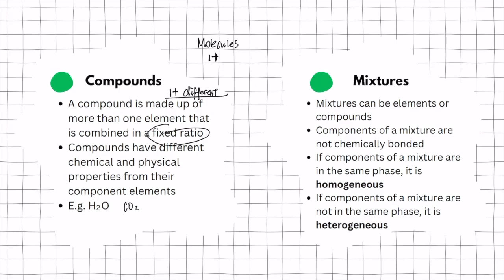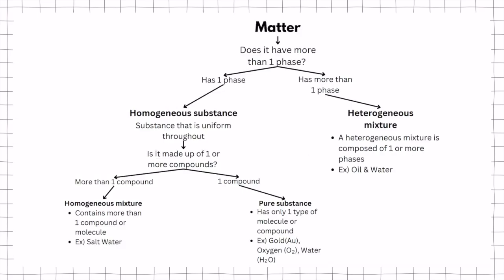Then we can talk about mixtures. Mixtures can be elements or compounds. The components of a mixture are not chemically bonded. If components of a mixture are in the same phase, it is homogeneous. And if they're not in the same phase, it is heterogeneous. So here we have a nice mind map, if you would like to screenshot it and take a look.